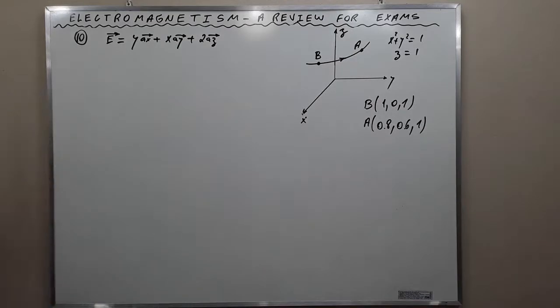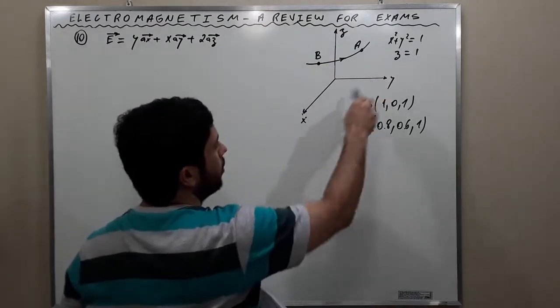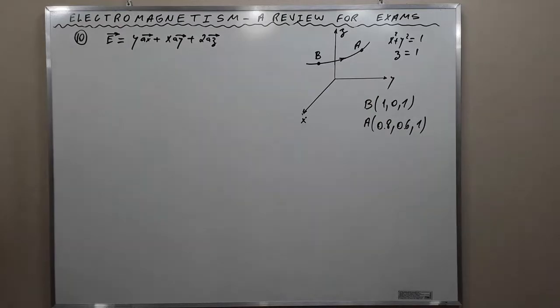Exercise number 10. Find the time and the work expended in carrying 2 coulombs of charge from B to A along the shorter arc of the circle x squared plus y squared equal to 1 at z equal to 1. Okay, the circle is this, but it is not going to be on the xy plane. It is going to be raised by 1 along the z direction. The electric field in the region is E equal to y in the x direction plus x in the y direction plus 2 in the z direction.